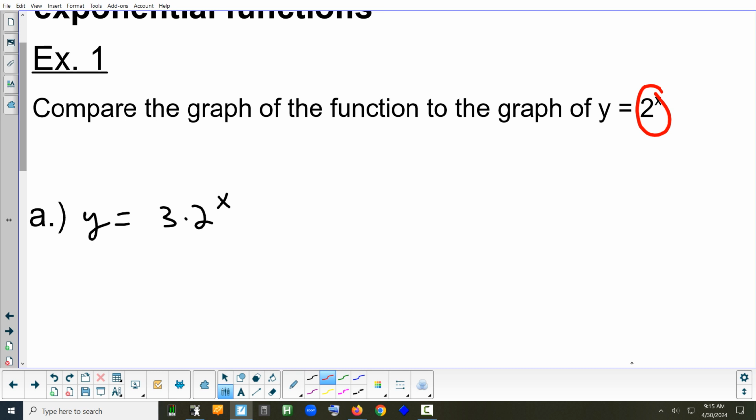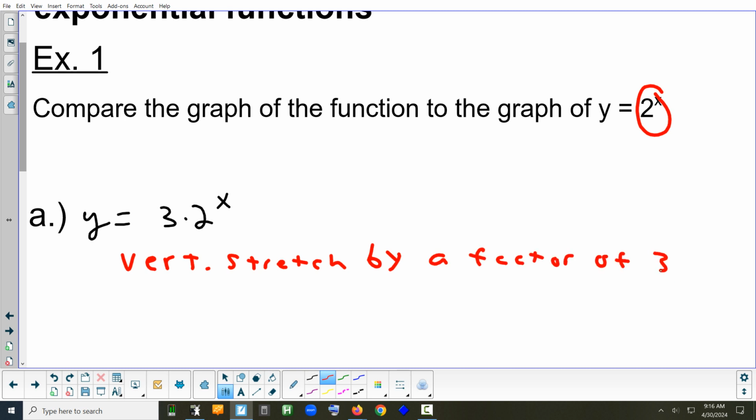All right, so let's start to look at these and see how we did. The first one has a 3 in front of the function that they told you to compare it to. How would you explain what the 3 is going to do? Vertical stretch by a factor. Yep, so vertical stretch by a factor of 3.